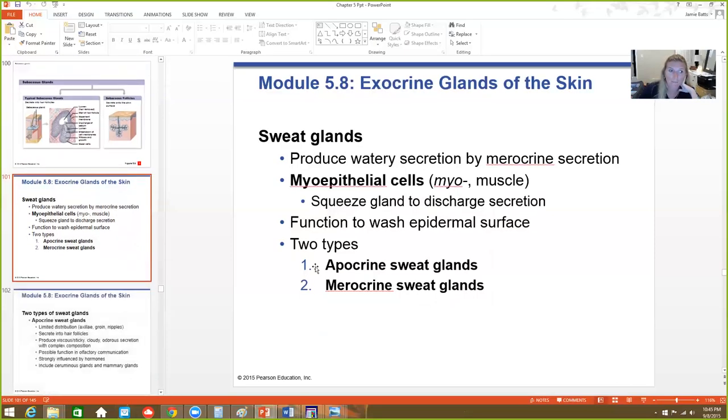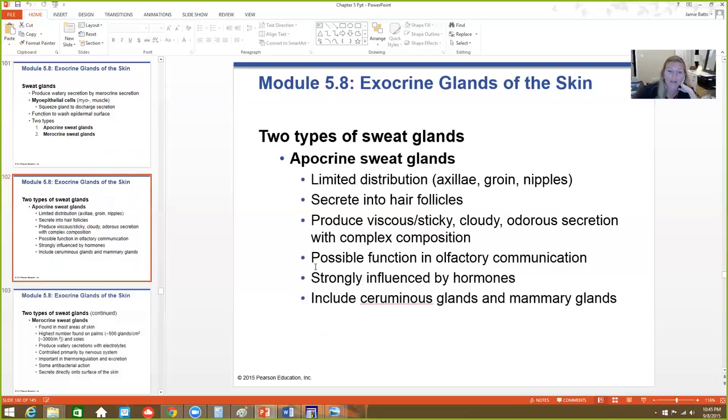Let's talk about sweat glands. These have a watery merocrine secretion. So the myoepithelial cells are the ones that squeeze the gland to give that secretion. There's two main types of sweat glands. You have apocrine sweat glands and merocrine sweat glands. Apocrine sweat glands are your stinky sweat glands.